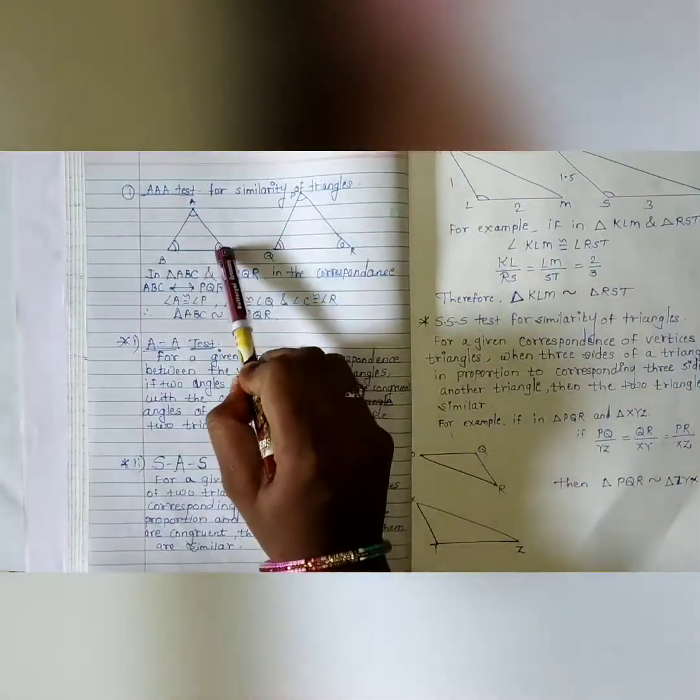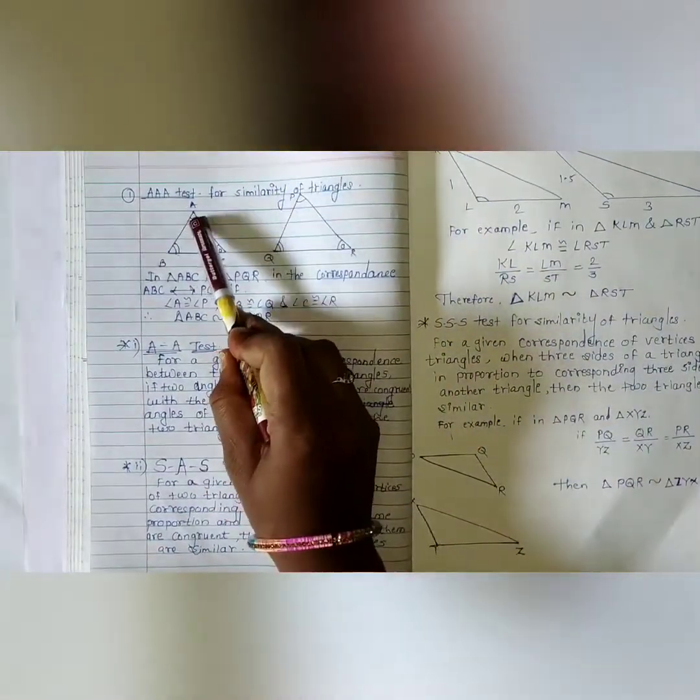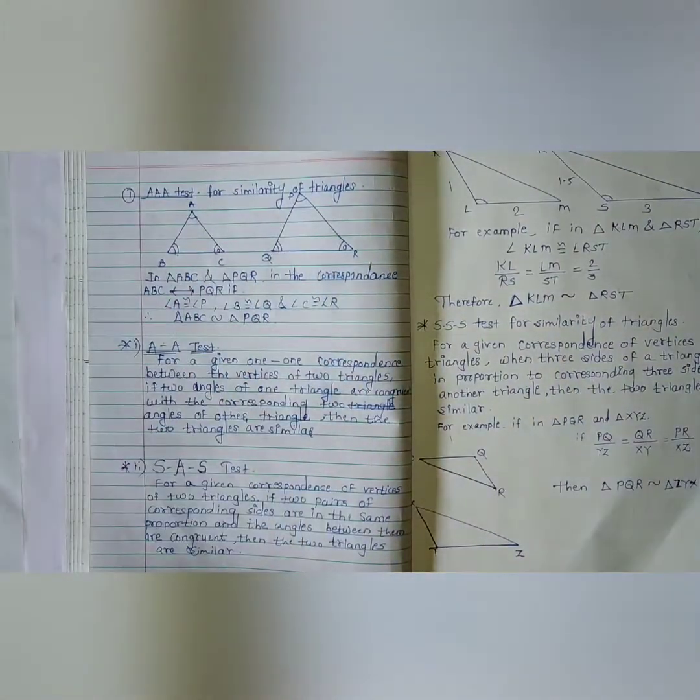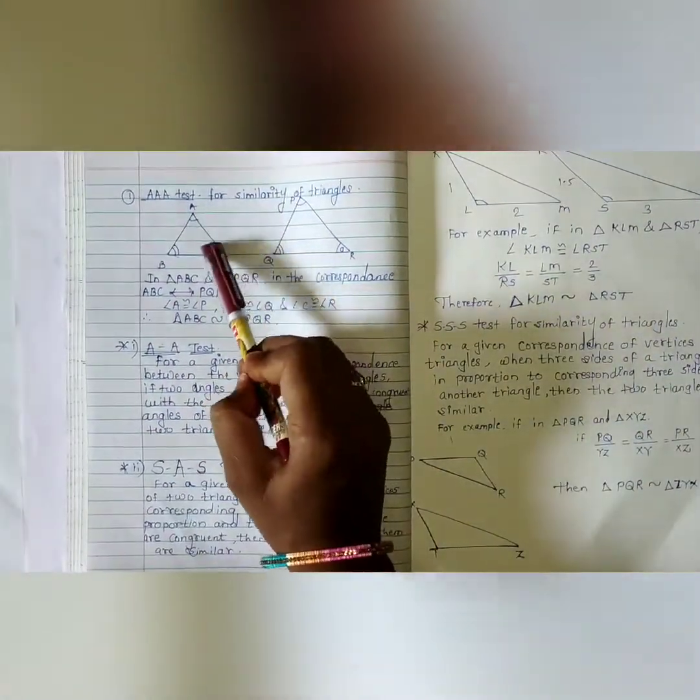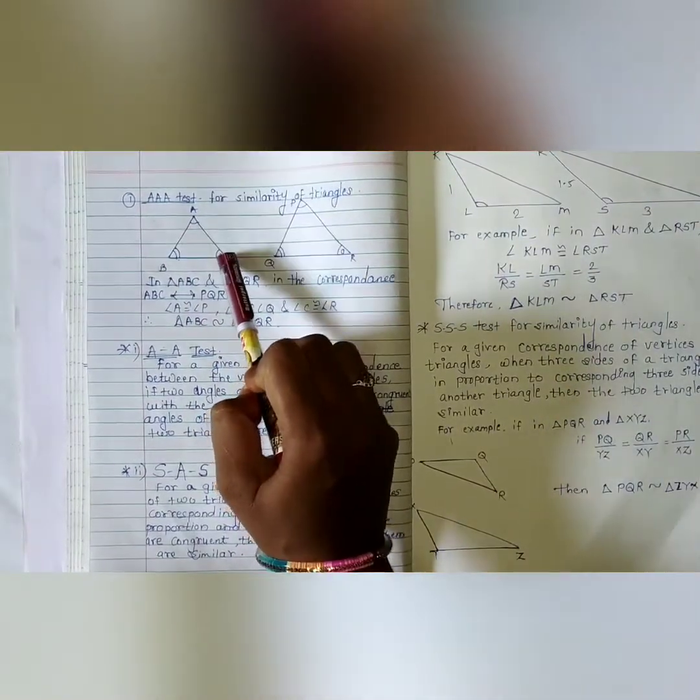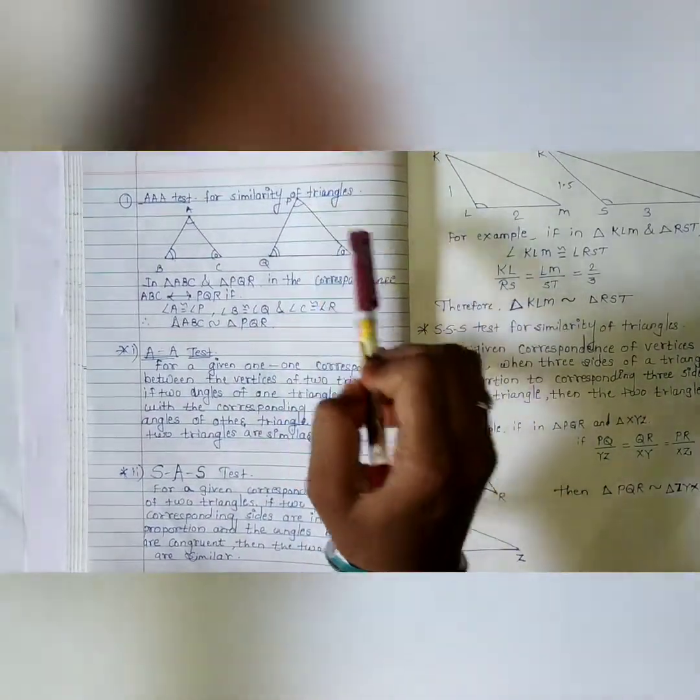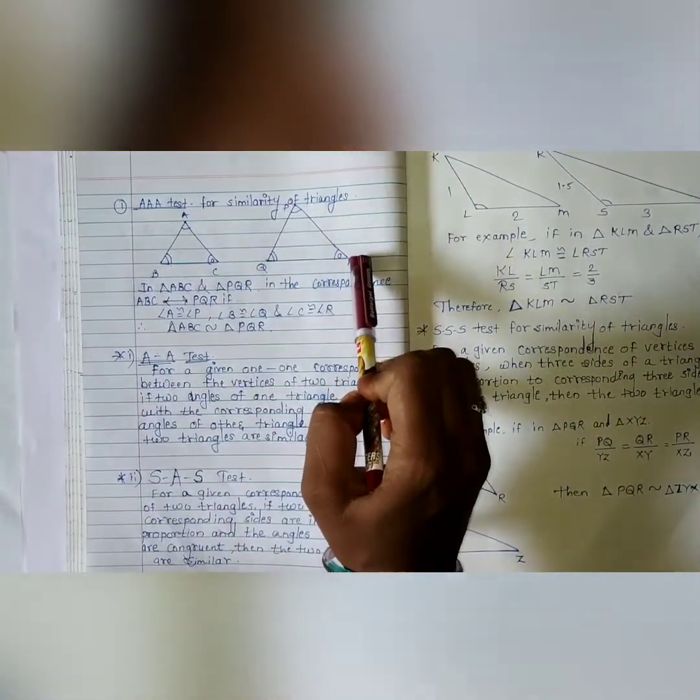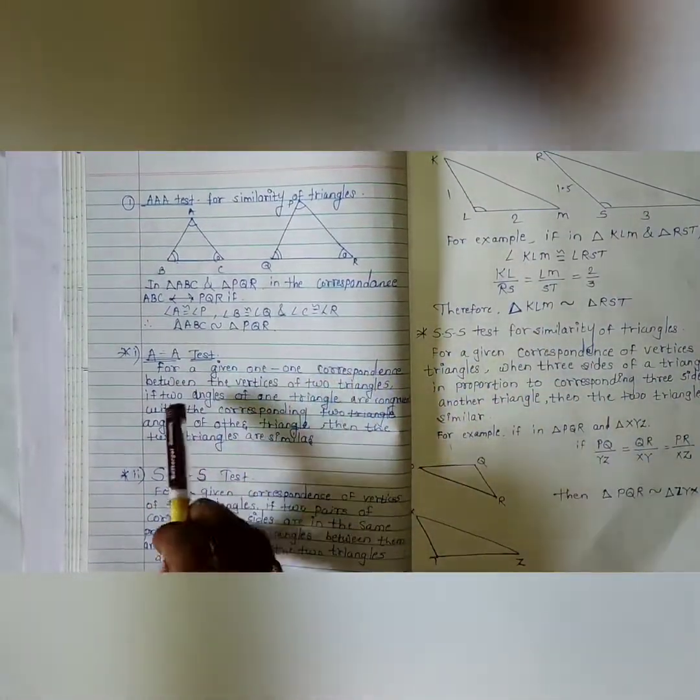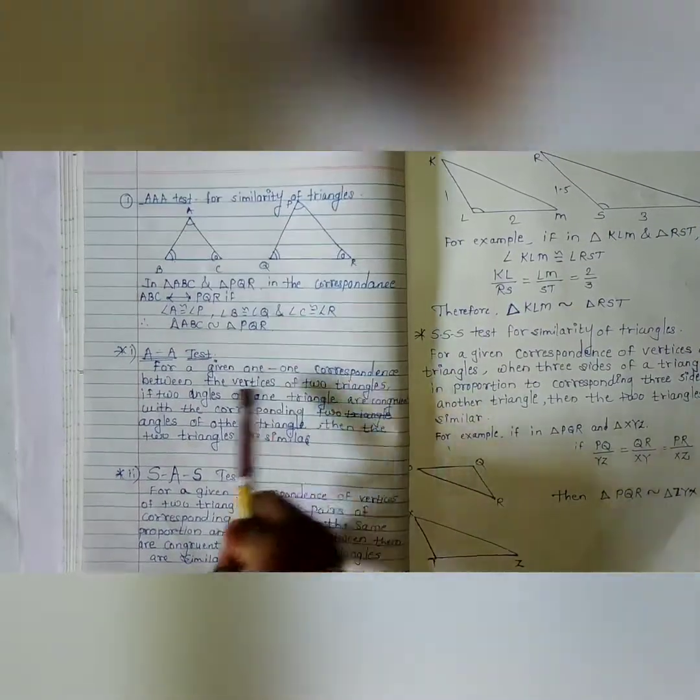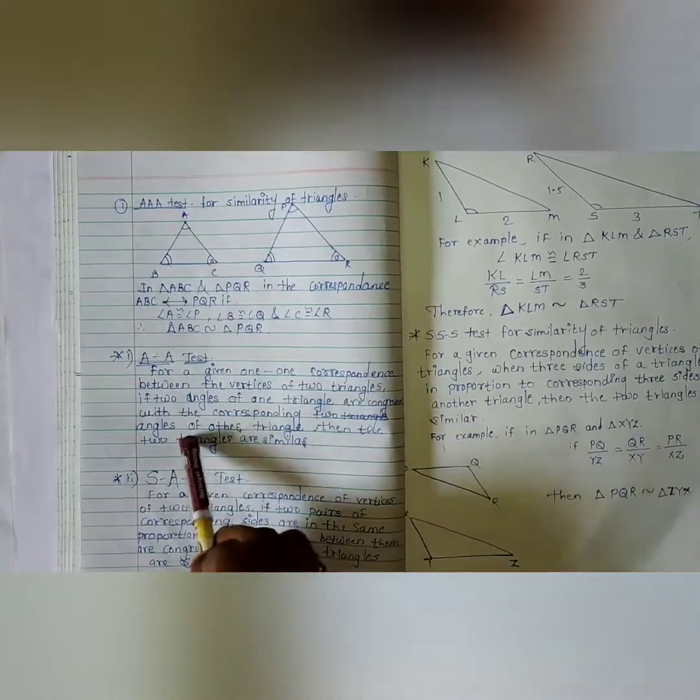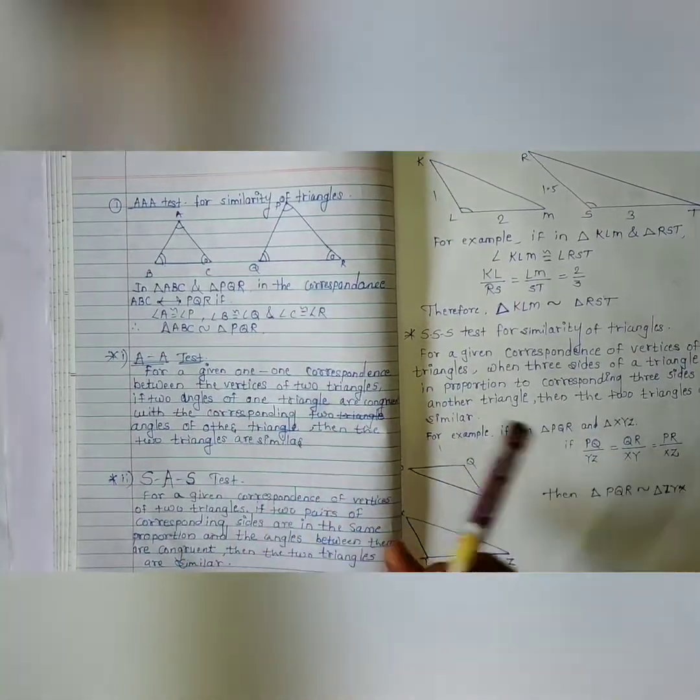Then the remaining angles, angle C and angle R. Angle A का measurement 60 degrees, angle B का measurement 70 degrees, and we know that the sum of angles of a triangle is 180 degrees. Therefore, 60 plus 70 is 130, and the remaining measurement of angle C is 50 degrees. Obviously in triangle PQR also the measure of angle R is 50 degrees. Therefore, AA test: for a given one-to-one correspondence between the vertices of two triangles, if two angles of one triangle are congruent with the corresponding two angles of the other triangle, then the two triangles are similar.